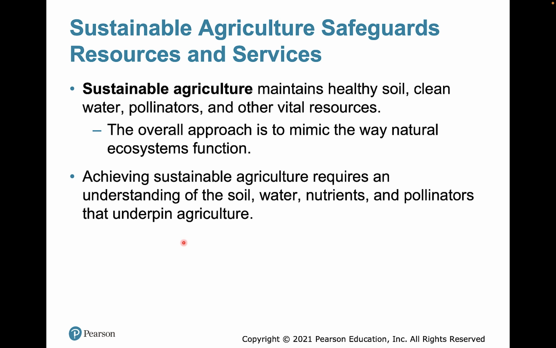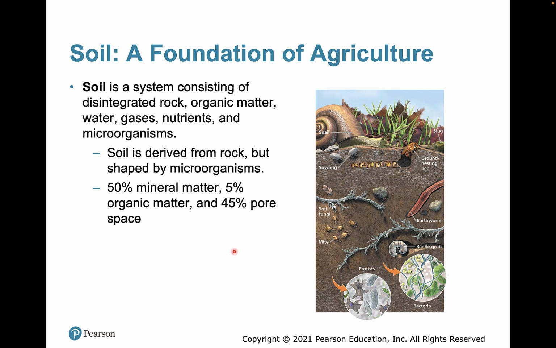So in order to do that, we need to understand the things that are at the base of agriculture, which is soil, water, nutrients, and pollinators. So let's look at soil. Soil is not dirt. Dirt is what you get on your clothes. Soil is a fairly complex system. So you've got rock pieces in there, you've got organic matter, you've got water, you've got gases, you've got nutrients, and you've got these microorganisms. Some are decomposers, some are scavengers and detritivores.